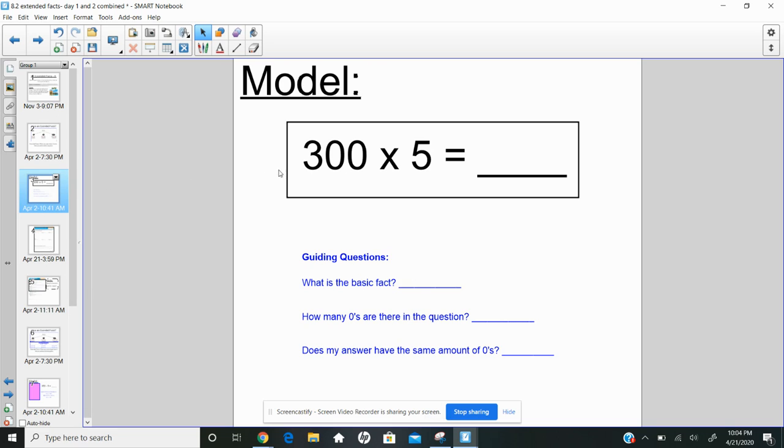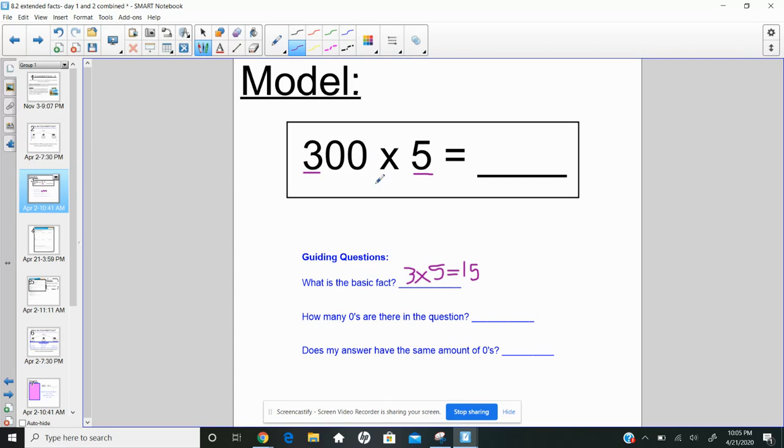If I see the problem 300 times 5, I'm going to have to find what is the basic fact. And so I'm going to look and see, well, here are the zeros, so I'm going to find the ones that aren't zeros. So 3 and 5 are the ones without zero. So my basic fact here is 3 times 5. And I know that 3 times 5 equals 15. 5, 10, 15. Counting by 5, 3 times.